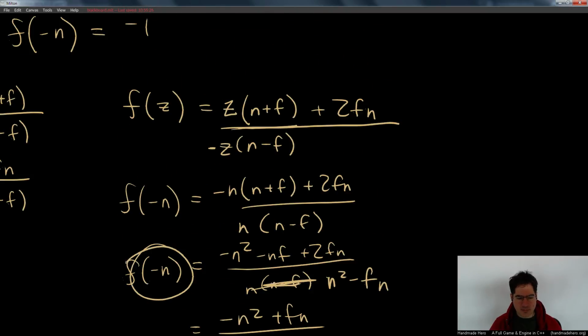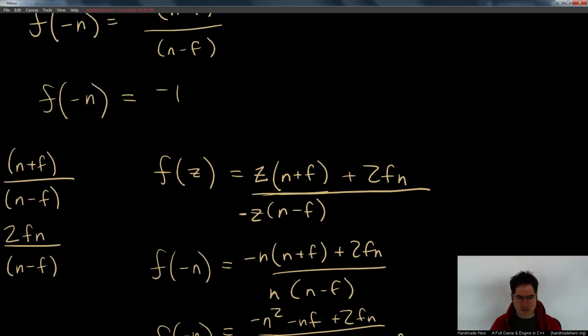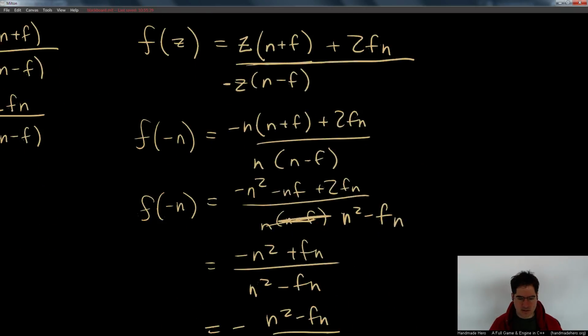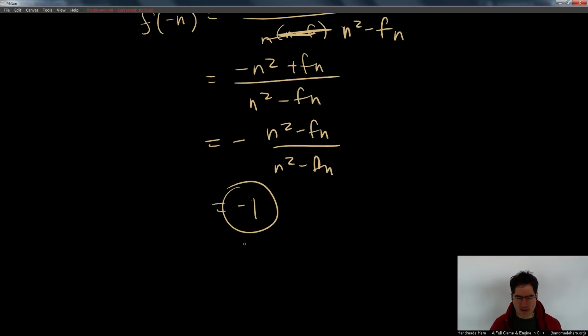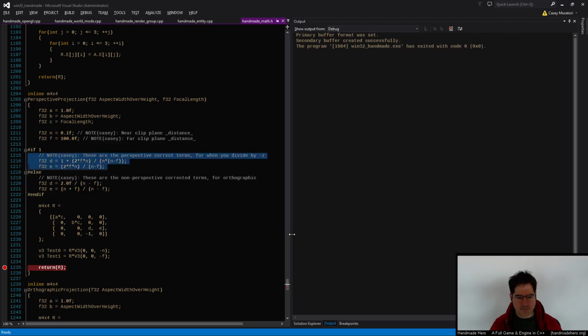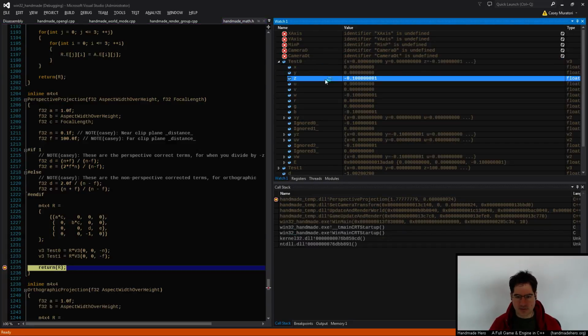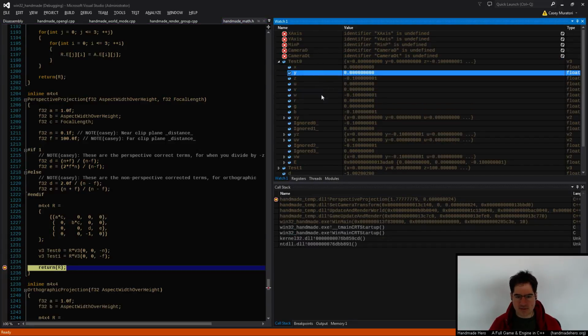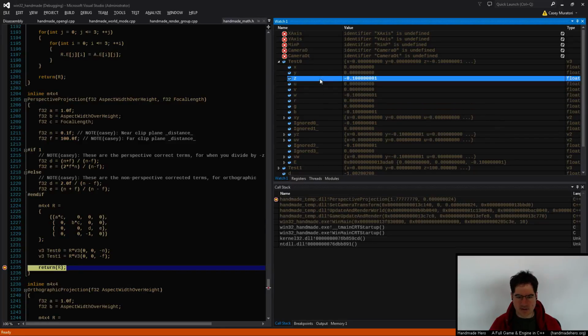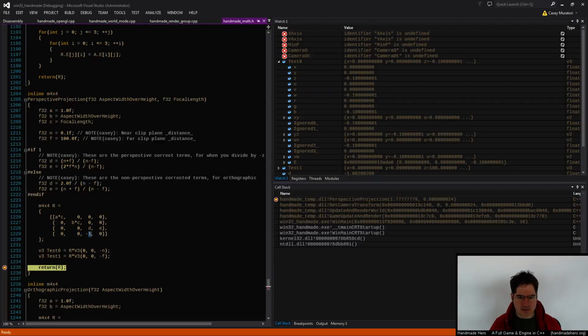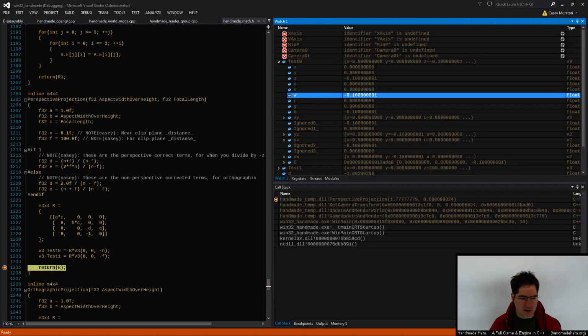right? So when I plug in negative n to this, I would expect to have seen negative 1 coming out of that, right? That's what I would expect after the divide. But if you look at what happens here, I'm not getting that at all, right? I'm getting positive 1 after the divide, unless I'm misunderstanding something. Because w is getting set to negative z, right?